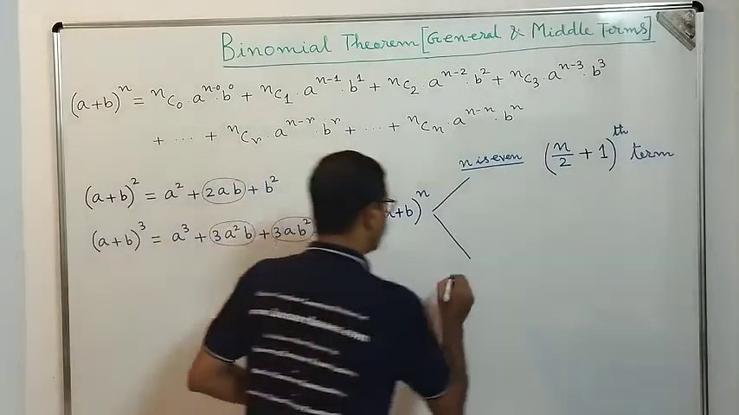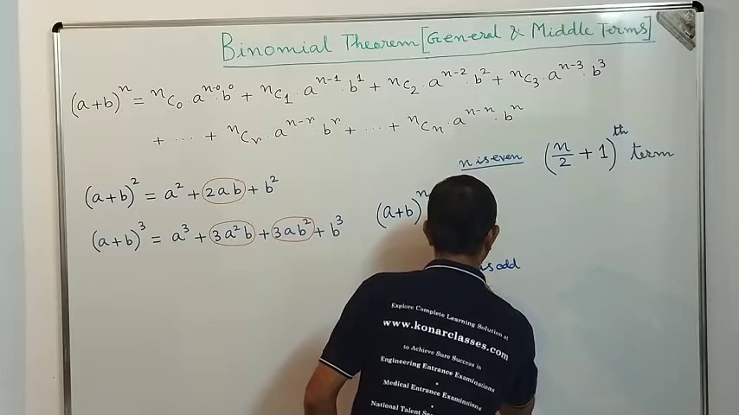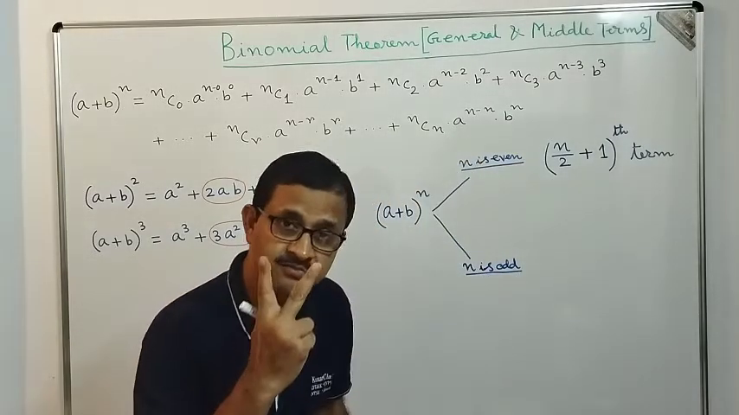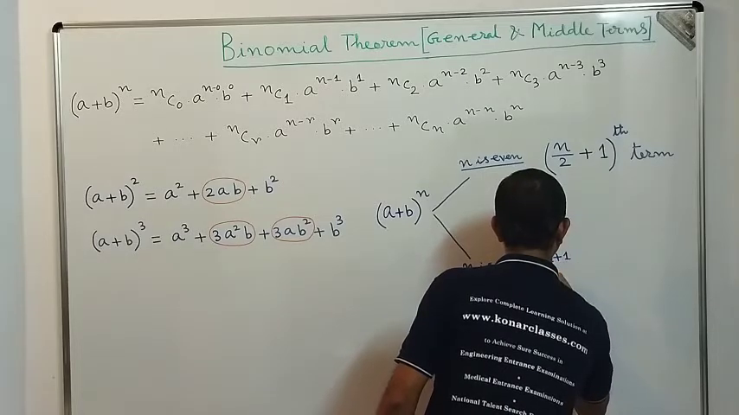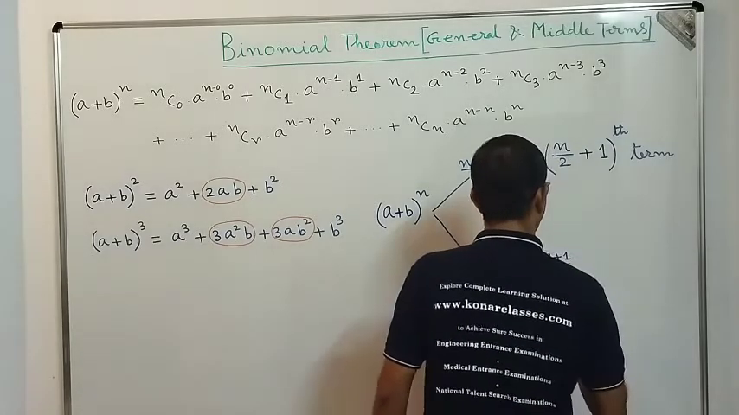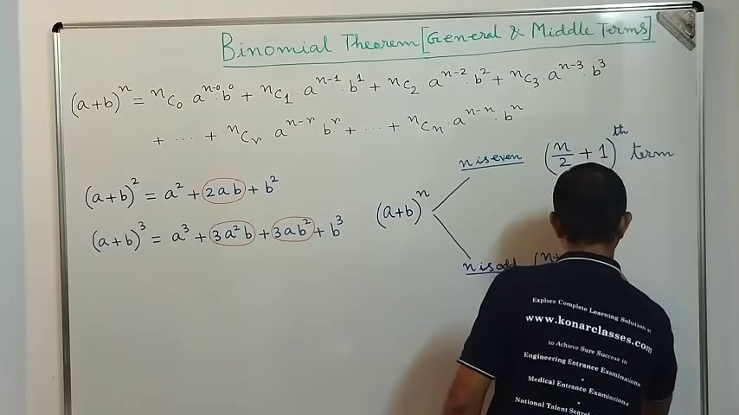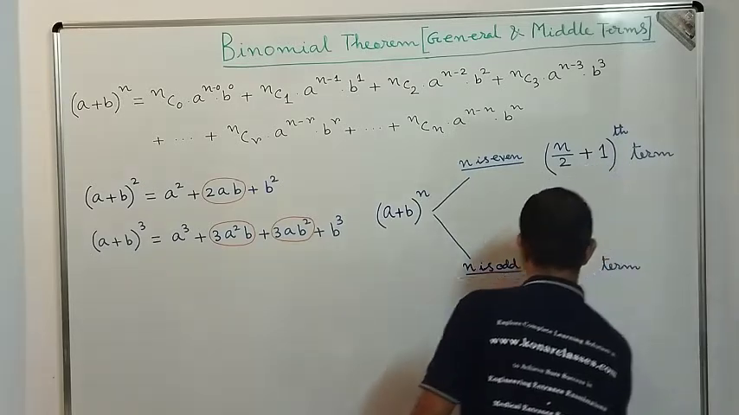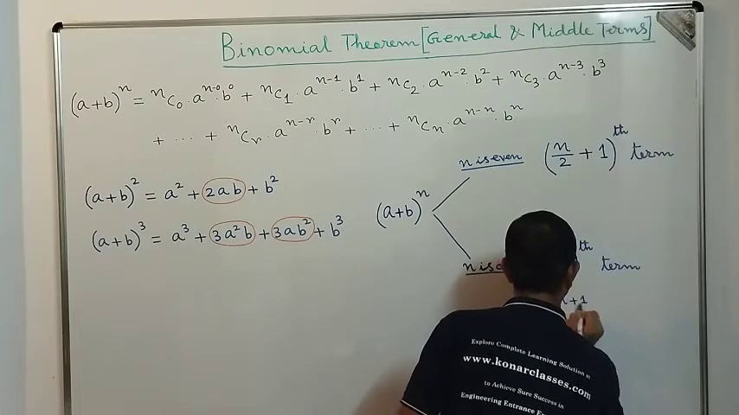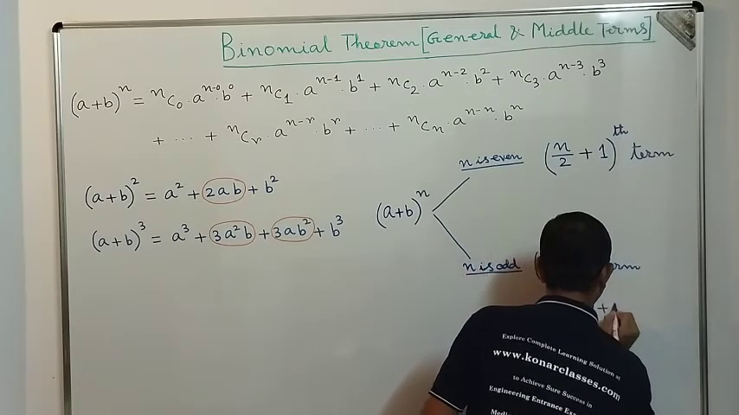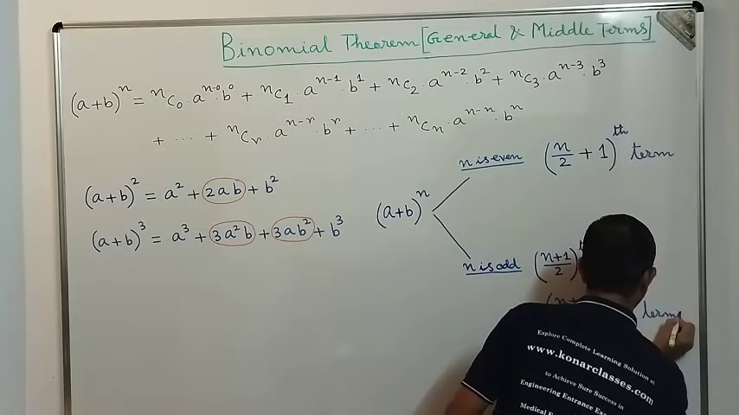Now let's look into when n is odd. When n is odd, dear students, there are 2 middle terms. And what are those? The first one is the ((n + 1)/2)th term, and the second one is the ((n + 1)/2 + 1)th term. These are the 2 middle terms.